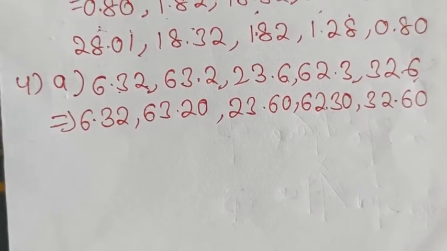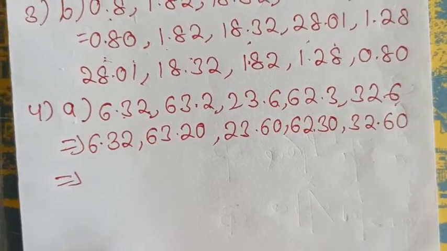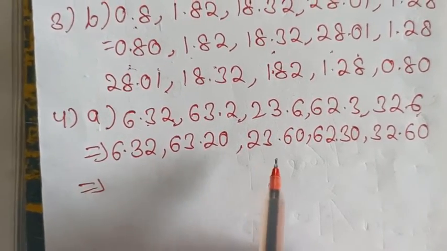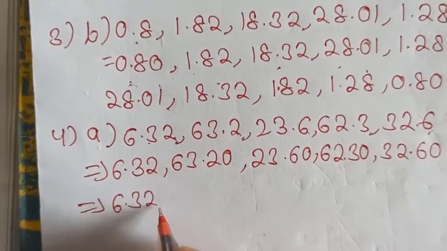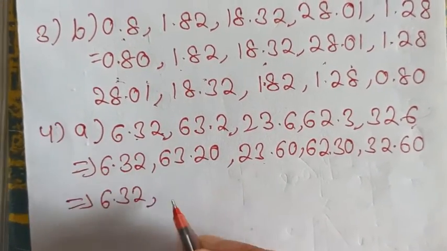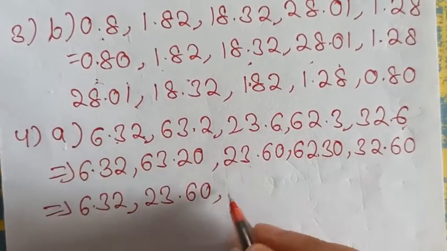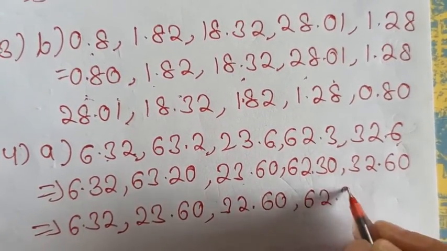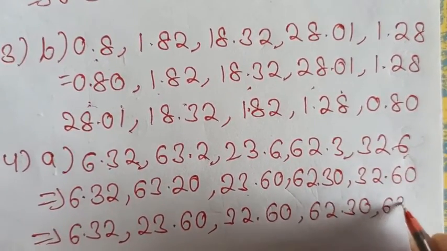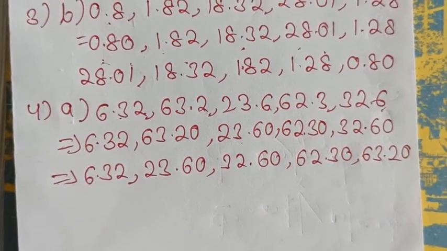Now we have to write in ascending order. Ascending order means smallest to largest. Which one is the smallest? This one is smallest, so write here 6.32. The next one is 23.60. Now again the next one, 32.60. Then 62.30, and last is 63.20. This is the way of doing the process in ascending order.